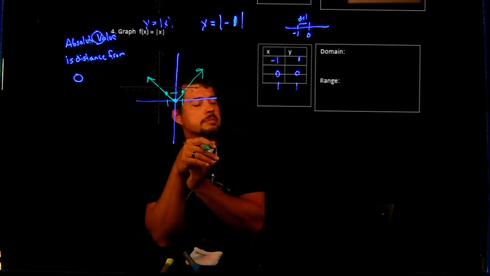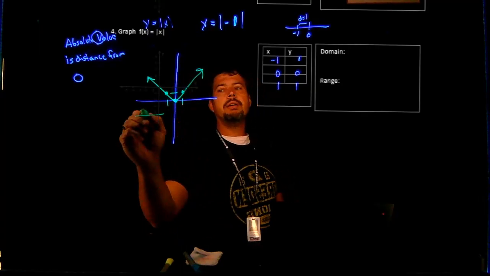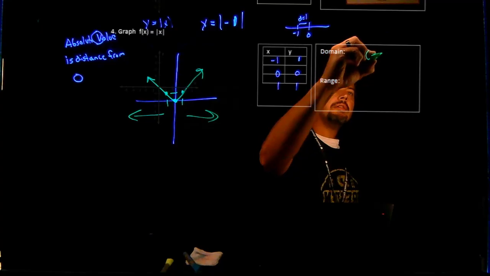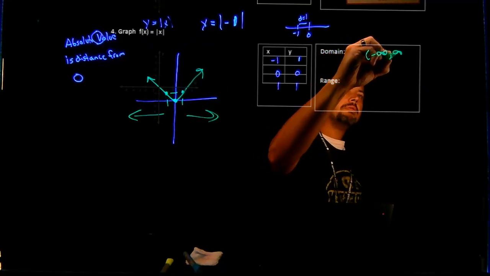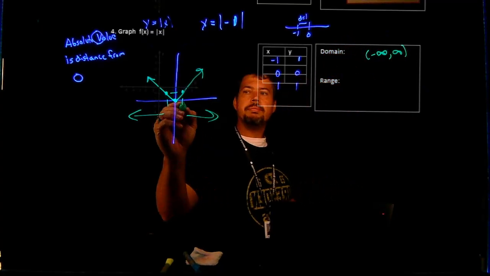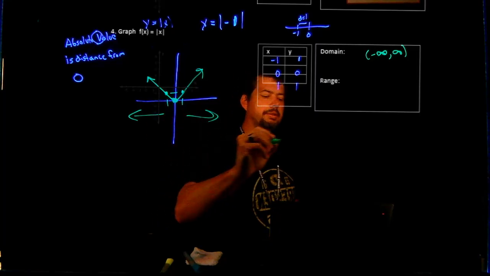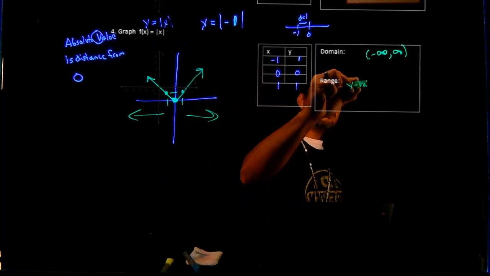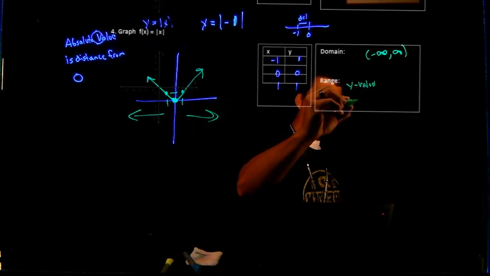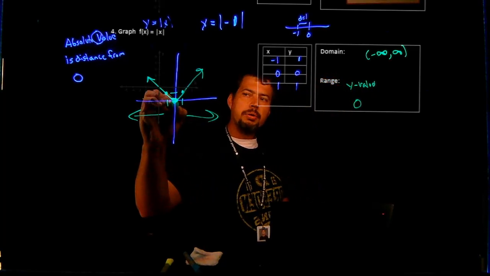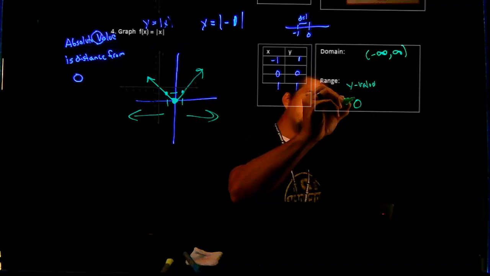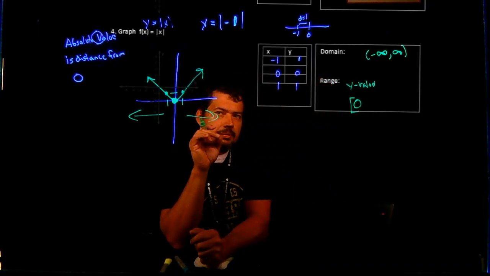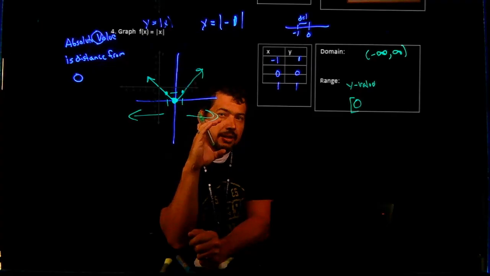I don't know. All right, domain. This thing is running left forever. It is running right forever. Domain is going to be negative infinity to positive infinity. Now, the lowest value on this graph, the lowest y value, remember range is y values. The lowest y value is a 0, and I am putting my pencil there. I am touching that point. That's a bracket. If you can touch that point, it is encapsulated with a bracket, not a parenthesis.